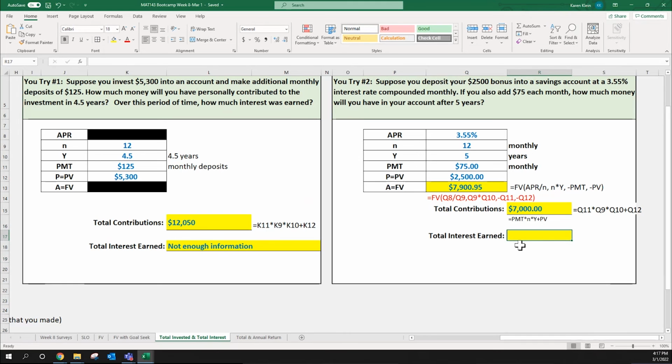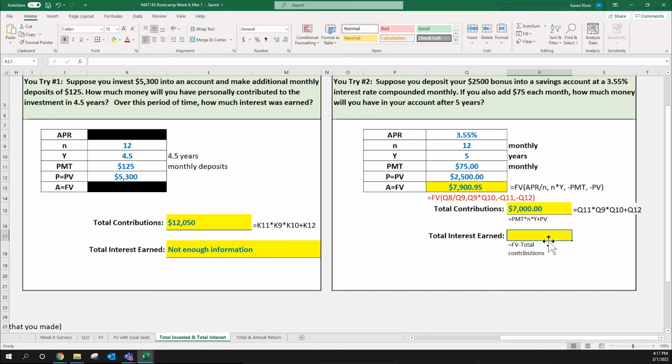The total interest, to get that, we're going to take our A or our FV and we're going to subtract off our total contributions. So that's going to be that 7,995 cents, subtract off 7,000. So this is going to be our interest accumulated.